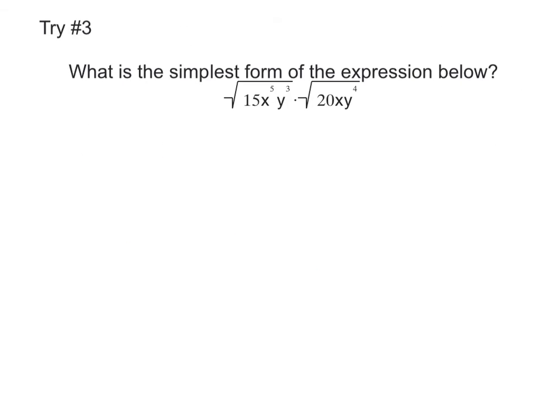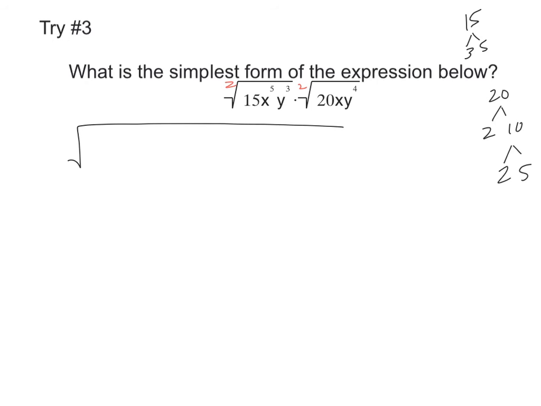Alright, let's try the next one. Alright, so in try 3, once again, we check to see if the indexes are the same. They are. They're both square root. So then we're just going to break down the numbers first and then throw in our variables. So 15 is 3 and 5. Let me do this again. So 15 is 3 and 5. 20 is 2 and 10, which is 2 and 5. So if I put all that in order, I have 2 2's, 1 3, and 2 5's.